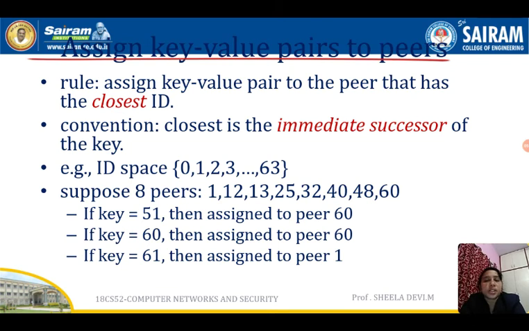Suppose there are 8 pairs whose IDs are 1, 12, 13, 25, 32, 40, 48, 60. If key is equal to 51, that is, if anybody has the Aadhaar number 51, then this key-value pair will be given to the pair which is closest to this value.